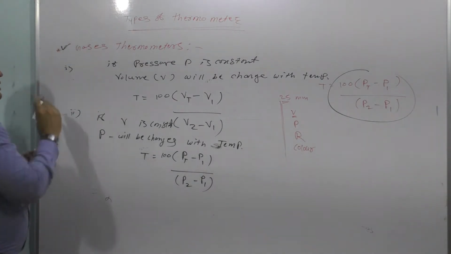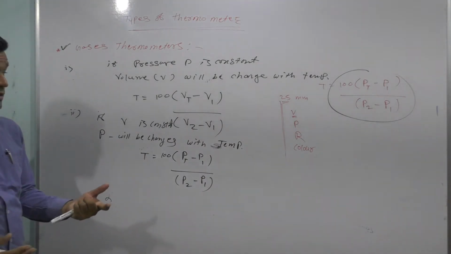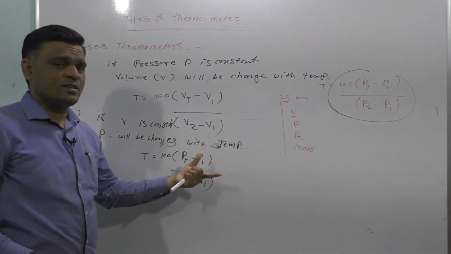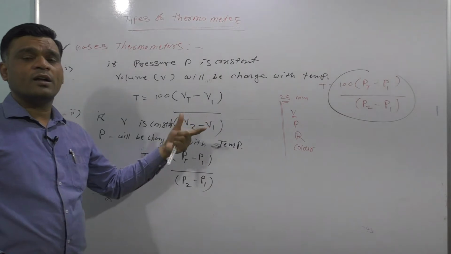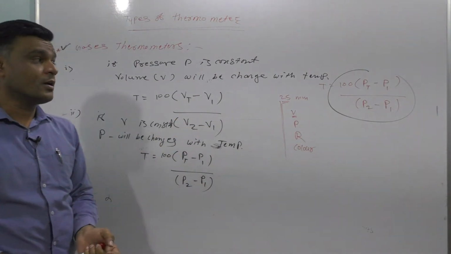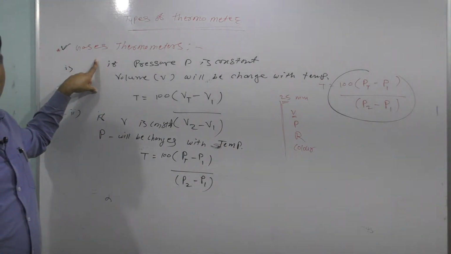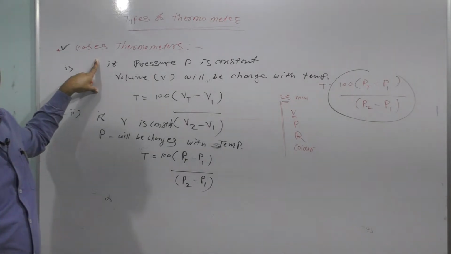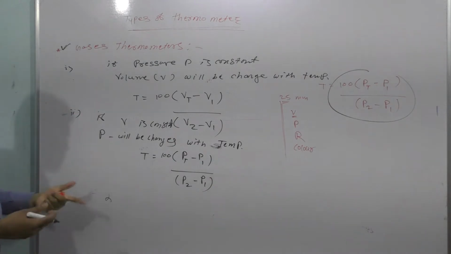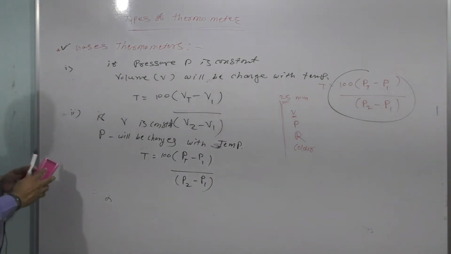These thermometers are very sensitive and very accurate, because with a small change in temperature, a sudden change occurs in their volume or pressure. That's why we get a more accurate reading. But the problem is that the instruments are bulky, so they are not easy to handle. It is difficult to handle them portably. So we make another type of thermometer.